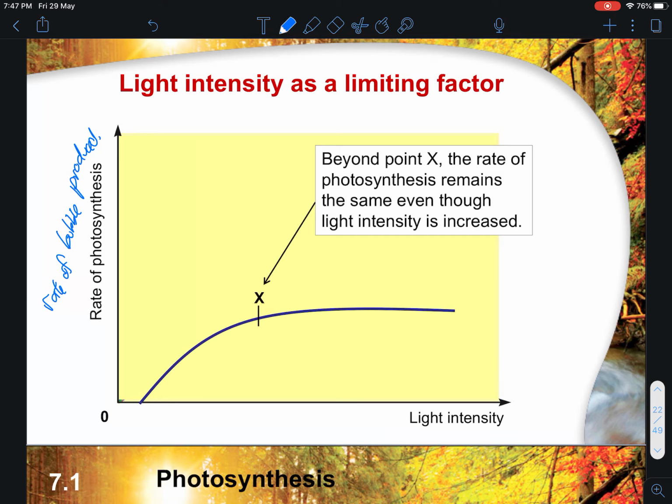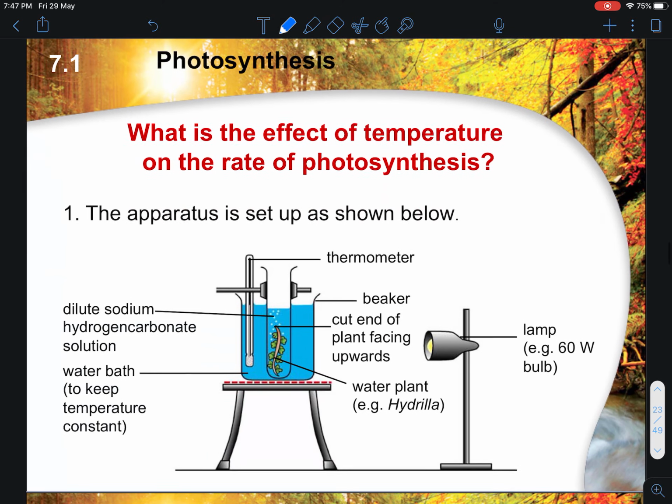So this is an example of how you can go about drawing the graph. Your graph should look something like this, it shouldn't go downwards. And therefore we can say that light intensity is the limiting factor for the first part of the graph, and beyond X, light is no longer the limiting factor, it's some other factor. Okay.